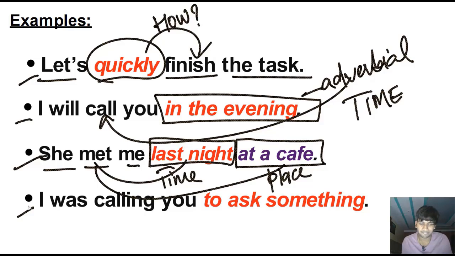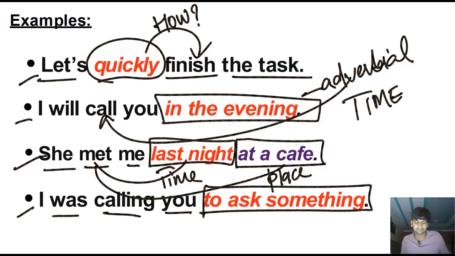Fourth example, I was calling you to ask something. I can call you for something, right? I can call you because there's a reason. So why am I calling you, or why was I calling you? Because of this, to ask you something.